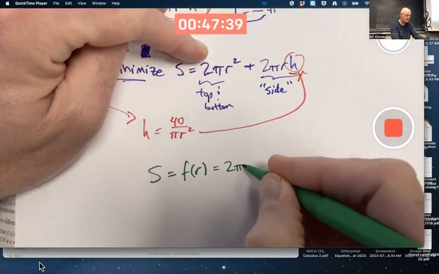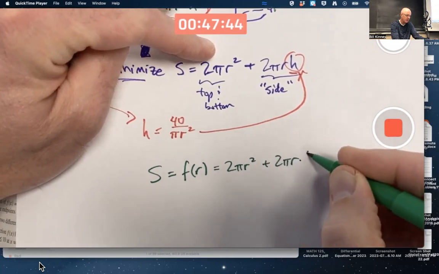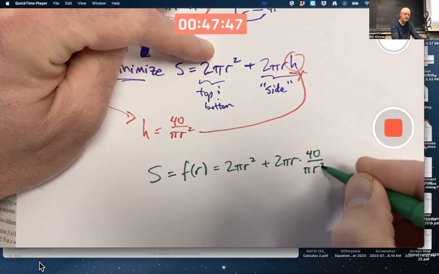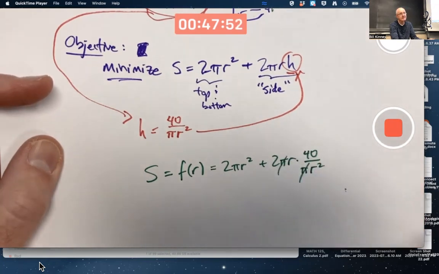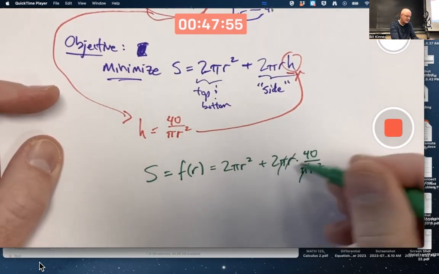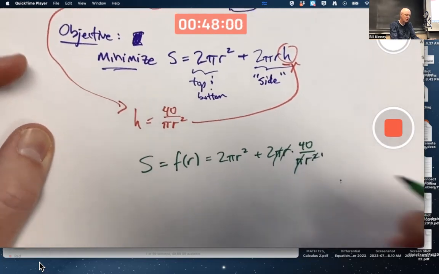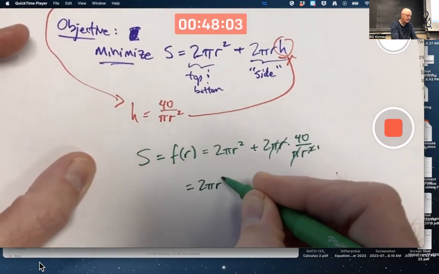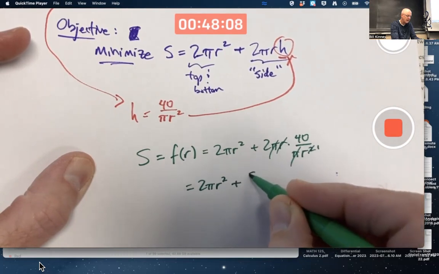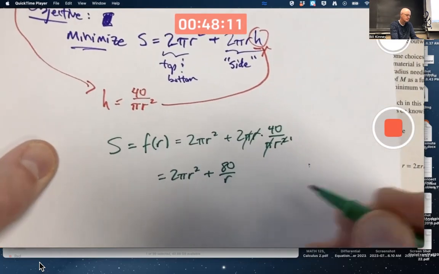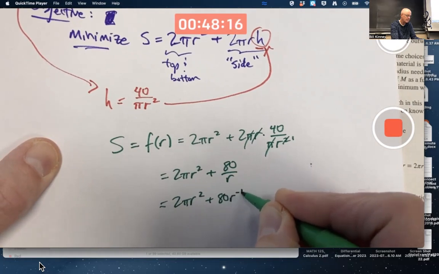It's 2 pi r squared plus 2 pi r times H, but H is 40 over pi r squared. The pi's cancel, that's nice. One of the r's cancels, right? So this simplifies to 2 pi r squared, 2 times 40 is 80, so we get 80 over r, it looks like. This can also be written as 2 pi r squared plus 80 times r to the negative 1 power.